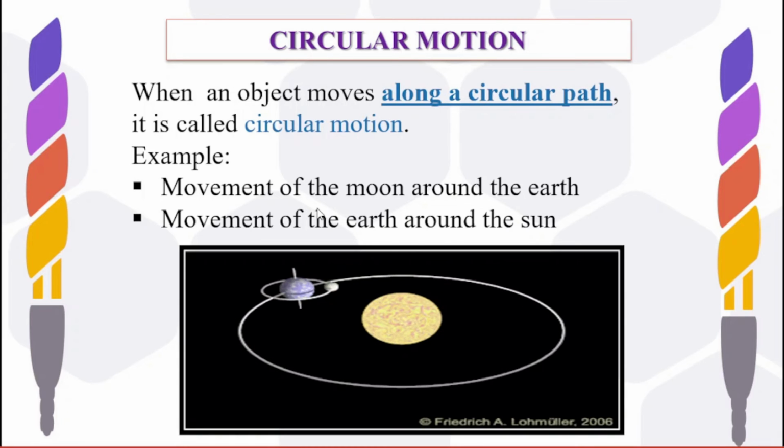Examples: the movement of the moon around the earth. Yes or no? The earth also has a satellite, that is called the moon. The moon also moves around the earth in a circular path like this. Yes, also the movement of the earth around the sun. All these examples explain circular motion. That means when an object moves along a circular path, it is called circular motion.